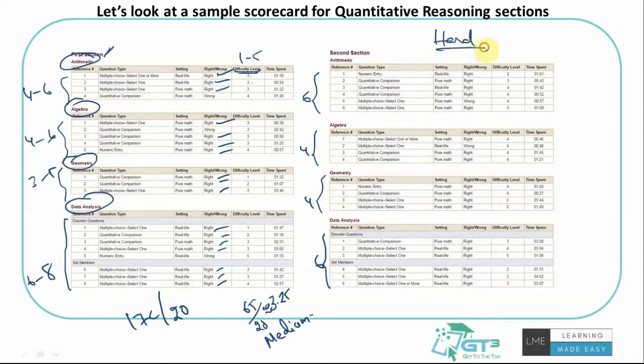Hard. Let's look at the difficulty level of the second section. 2 plus 3, 5, 9, 13, 17, 22, 26, 30, 34, 38, 42, 46, 51, 56, 59, 63, 68, 70, 72, 75. 20, this will be 3.75. This is closer to the 4. We see the difficulty level has changed, right? From the medium to slightly on the harder side.